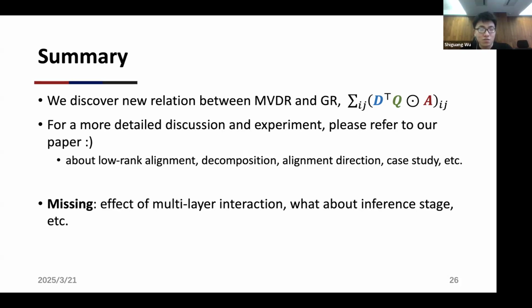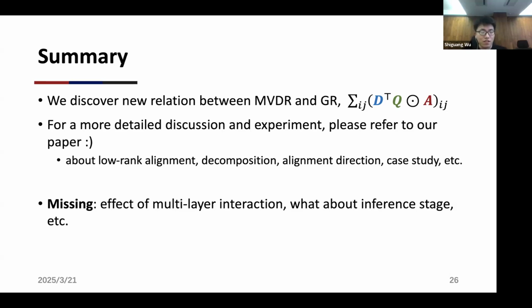A summary of our paper is that we discover a new relation between multi-vector dense retrieval and GR in this neat framework. We also have other experiments and discussion about low-rank alignment, where the alignment matrix can be low-rank decomposed. This decomposition allows us to develop an efficient way to design the retrieval algorithm. And we have some case studies in our paper.